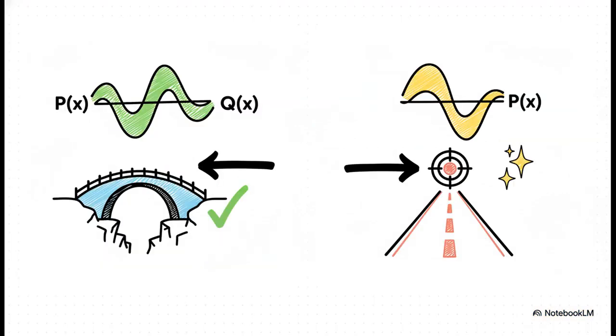For a solution to be guaranteed to exist, our two functions, p of x and q of x, have to be continuous, no breaks or jumps. And for that solution to be the only one possible, well, that also depends on p of x being continuous. For us, that means as long as p and q are well behaved, we are good to go.